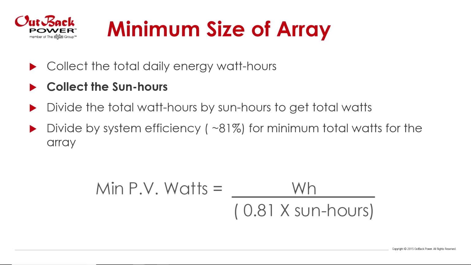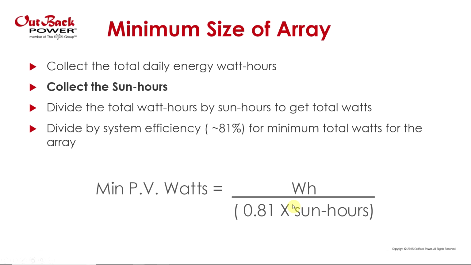At this time, we have estimated the total daily energy usage. We have our sun hours for the location, and we have our estimated efficiency. So this will give us the minimum PV watts that we need. We have our total energy that we calculated from step 1, then we have our system efficiency, and then our sun hours.